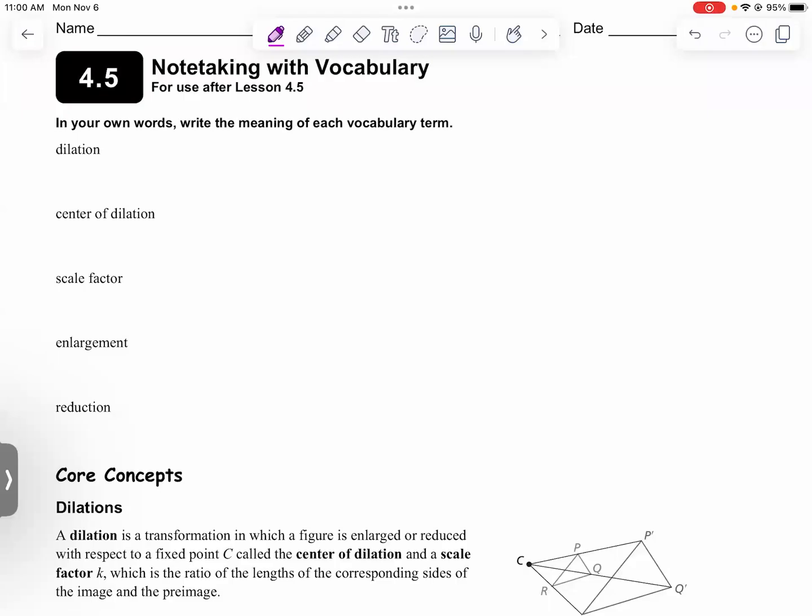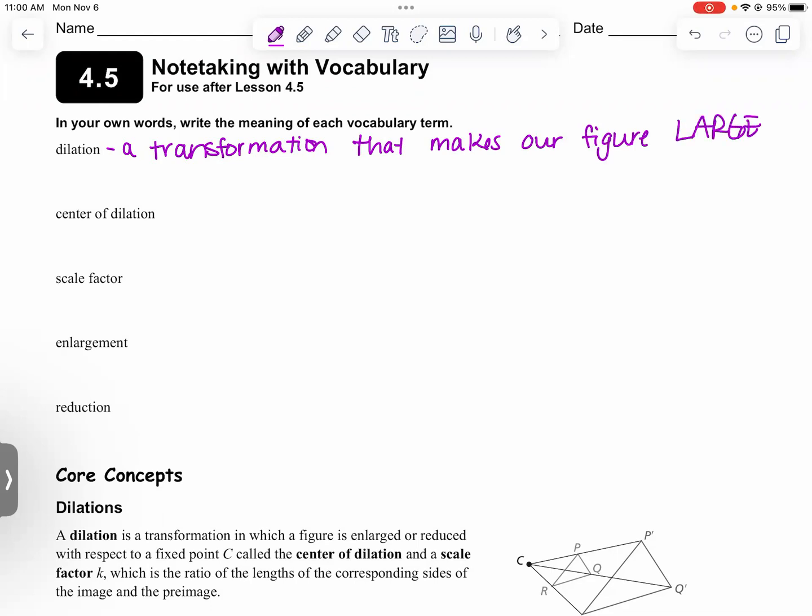All right, so today we're going to talk about dilations. A dilation is a transformation that makes our figure larger or smaller.